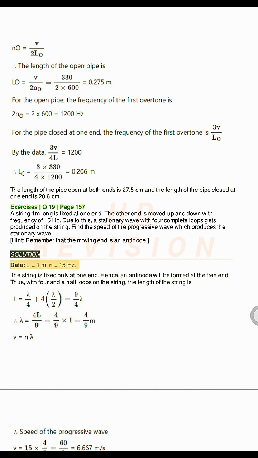Solution. Data. L equals 1 meter, N equals 15 Hz. The string is fixed only at one end. Hence, an antinode will be formed at the free end. Thus, with 4.5 loops on the string, the length of the string is.